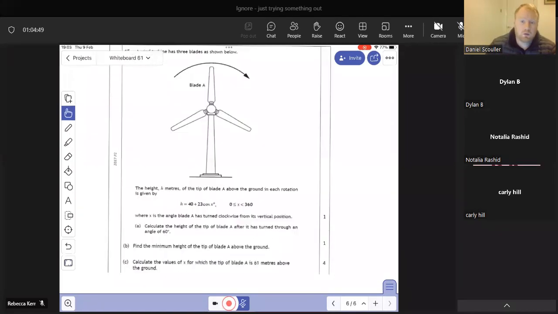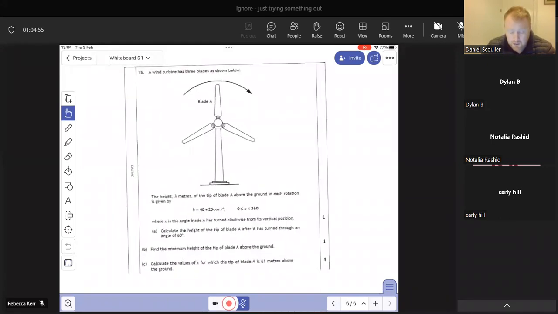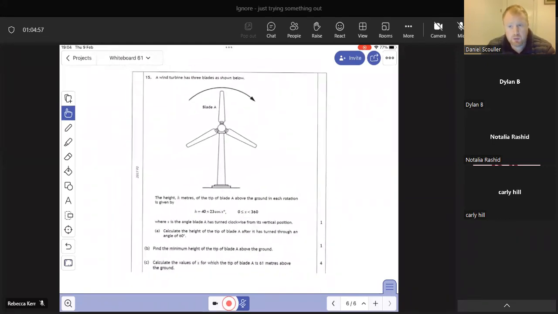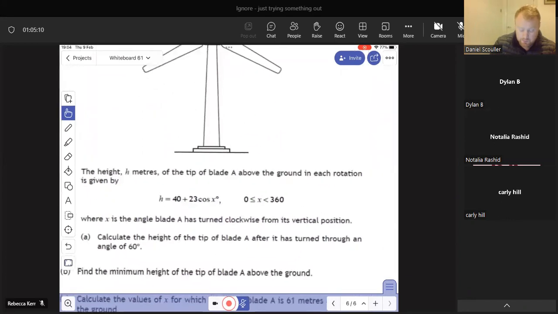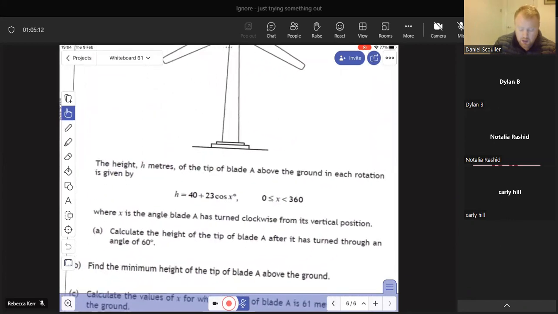Sweet. We got there. Okay, so this is one of those questions where, as I say, these sine and cos can be used to model repetition. So in this case, we've got a wind turbine, and these blades are spinning in a circle. Now we can apply a formula to that to measure the height of each tip of each blade.